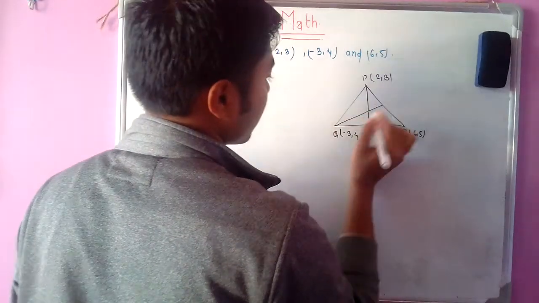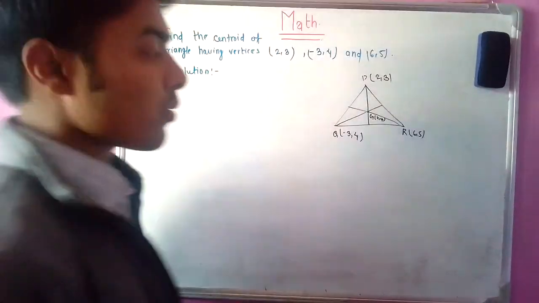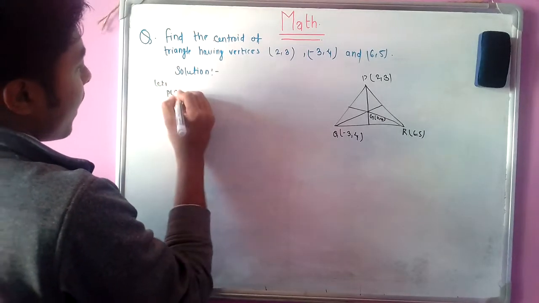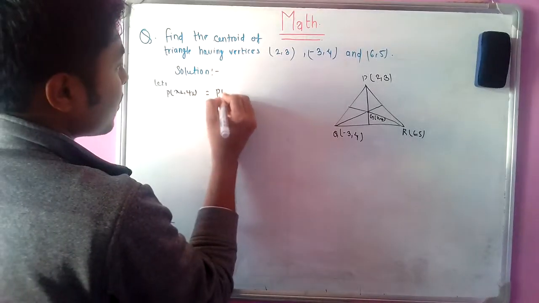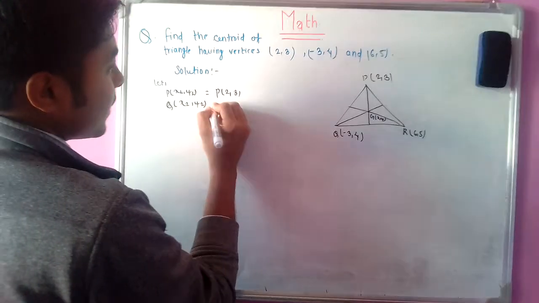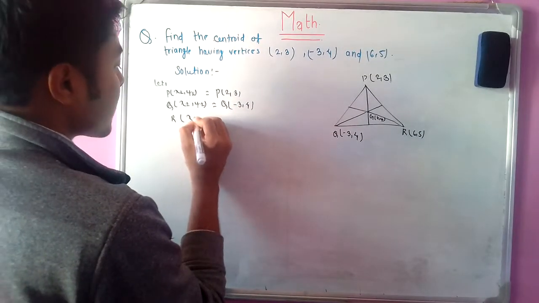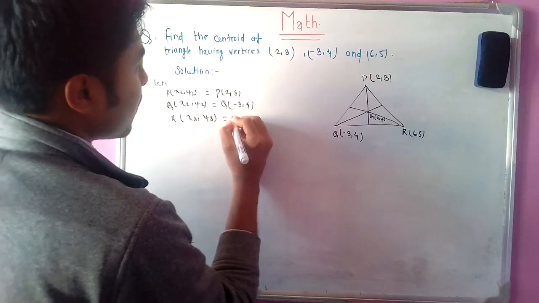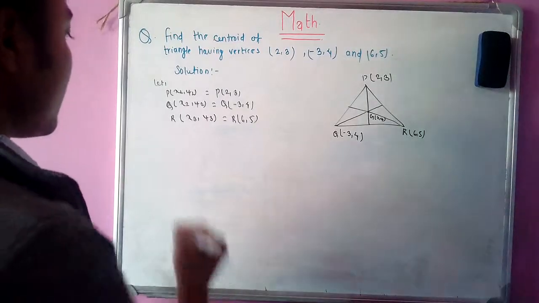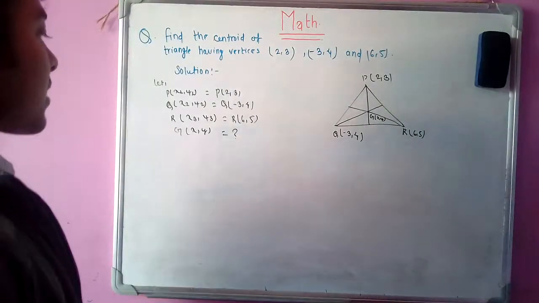Then G(x, y) be the centroid of the triangle. So now we calculate. Let P (x1, y1) is equal to P (2, 3), Q (x2, y2) is equal to Q (-3, 4) and R (x3, y3) equals R (6, 5). Let the vertices be (x1, y1), (x2, y2), and G(x, y) is the centroid. Now we have to calculate the centroid.